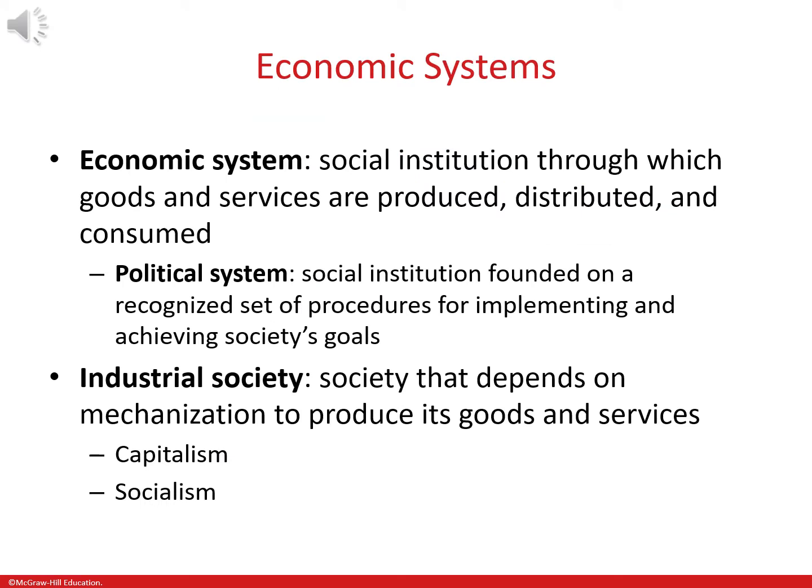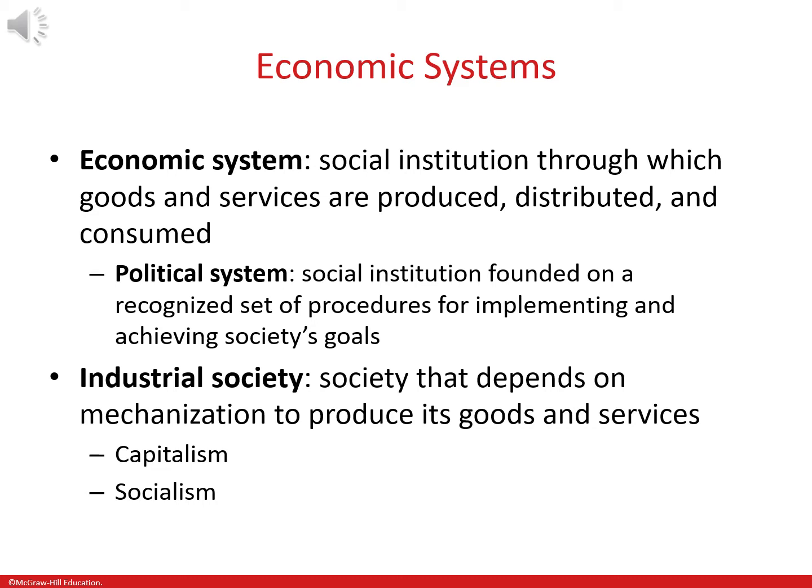Economic systems. So an economic system is a social institution through which goods and services are produced, distributed, and consumed. Then we have our political system, and it's a set of procedures for implementing and achieving society's goals. And the political system will use an economic system. Industrial society is a society that depends on the mechanization to produce its goods and services. So using more and more technology to produce services.